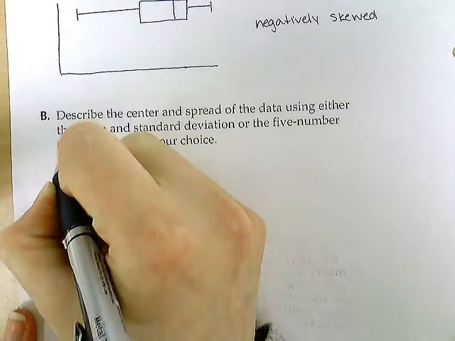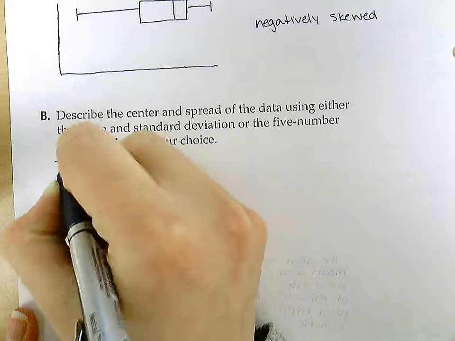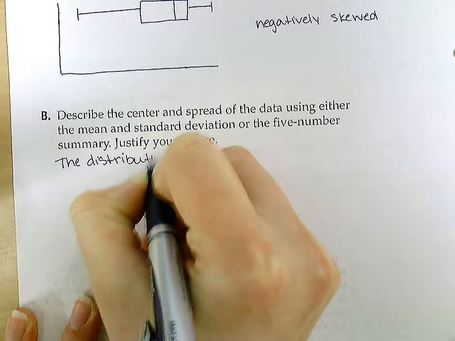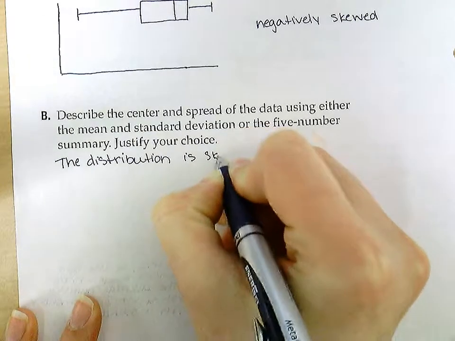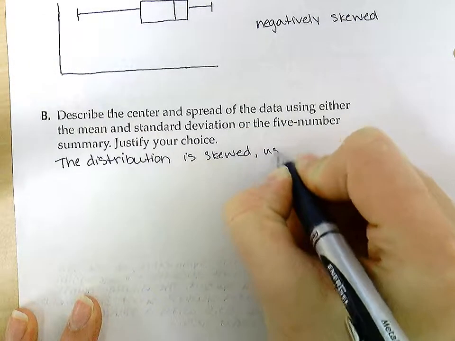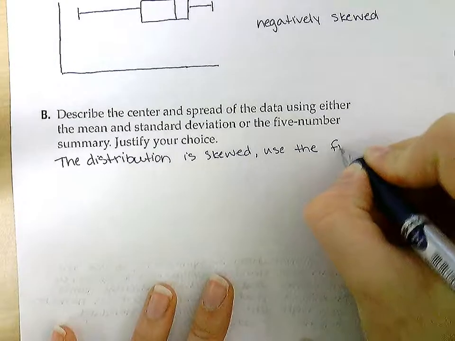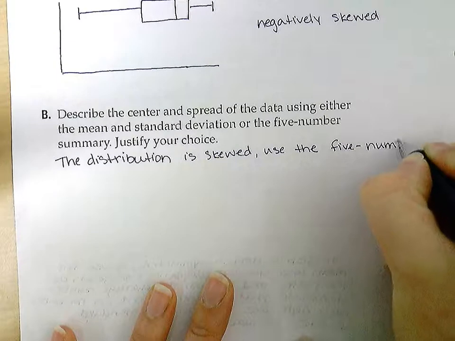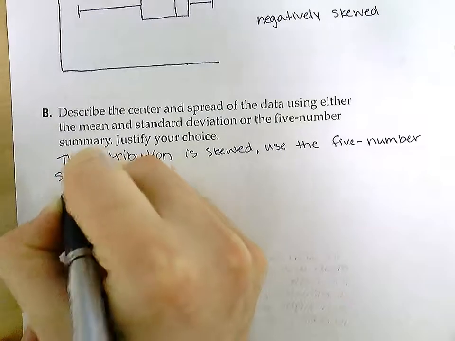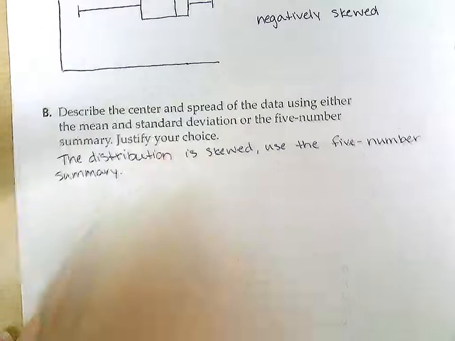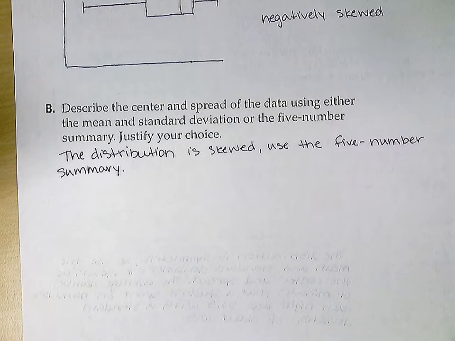So since this distribution is skewed, use the 5-number summary. Yep. If it's any type of skewed, you want to use that 5-number summary. So we need to get to that 5-number summary.